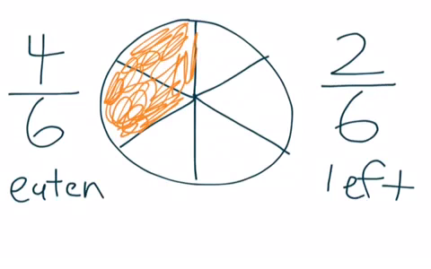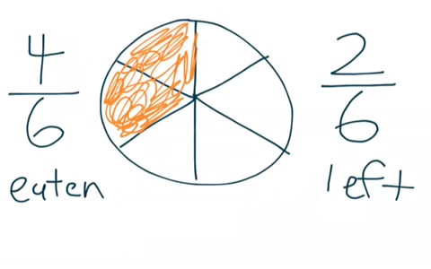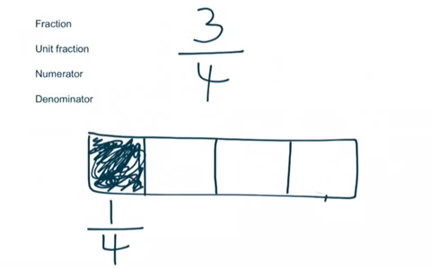Alright, so again, that's our basic lesson on the beginning of fractions with our 4 vocabulary words. Fraction is a part of a whole. Unit fraction is what each individual piece represents. So if we look at this one real quick, what would our unit fraction be for this piece of pizza? Well, if we just look at one piece, there's 1 piece and 6 total. So our unit fraction is 1/6.